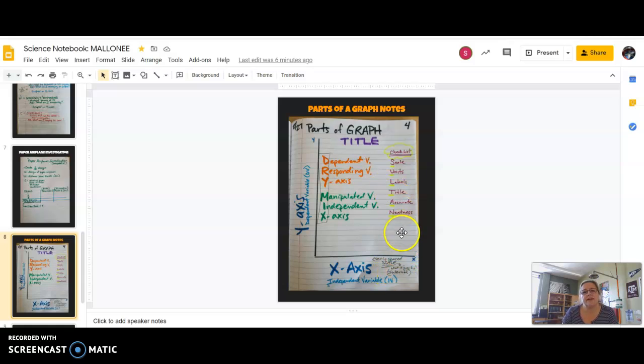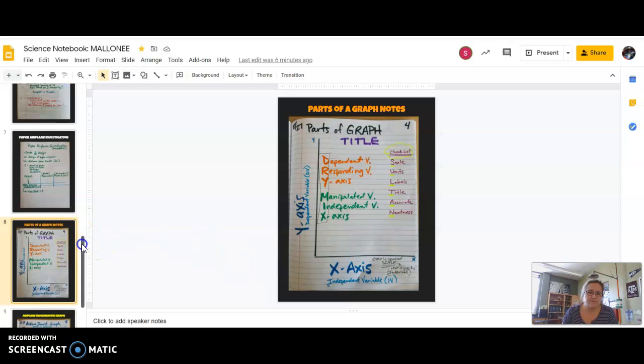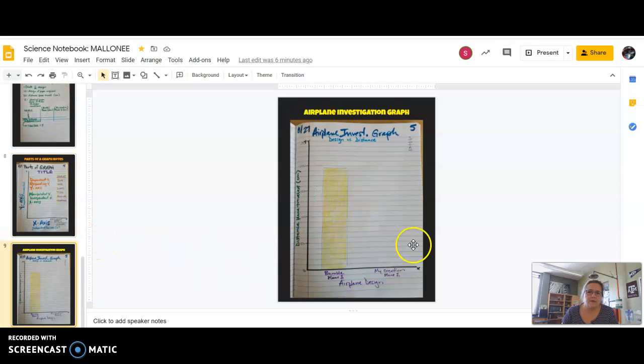We put these graphs in to be able to come back and reference and have ourselves a checklist to make sure we're doing it right. So we're going to practice that a little bit by making a graph for the airplane investigation we did.